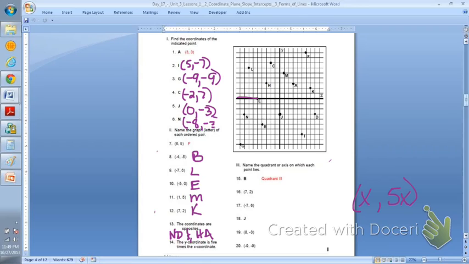So to give you an example of something that might work, if x is equal to 1, what do you expect y to be? Well, 5 times 1 is 5. So do we have a point at 1, 5? 1 and up 5? Looks like we do, at point M. That was just a lucky guess. But normally you would have to plug and check all the coordinates that are on your graph.